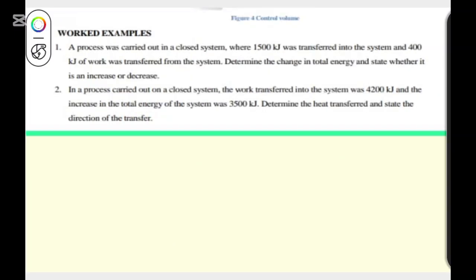A process was carried out in a closed system, where 1500 kilojoule was transferred into the system, and 400 kilojoule of work was transferred from the system. Determine the change in total energy and state whether it is an increase or decrease.